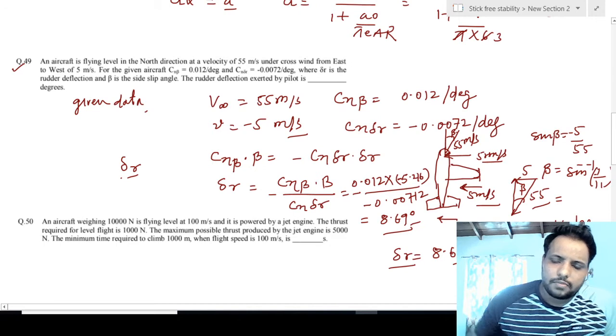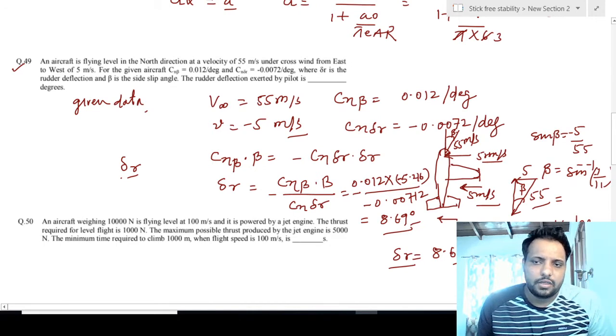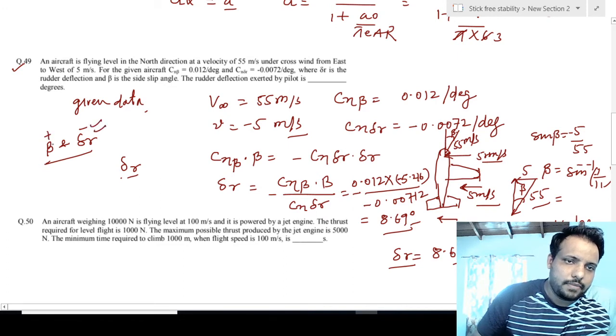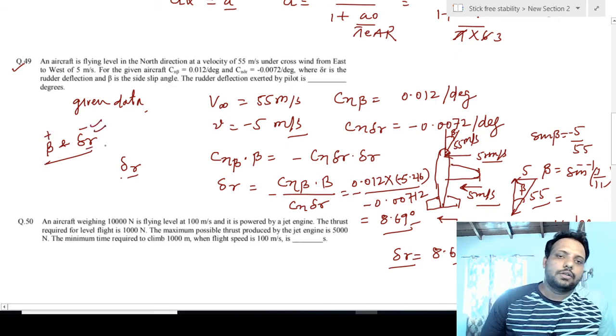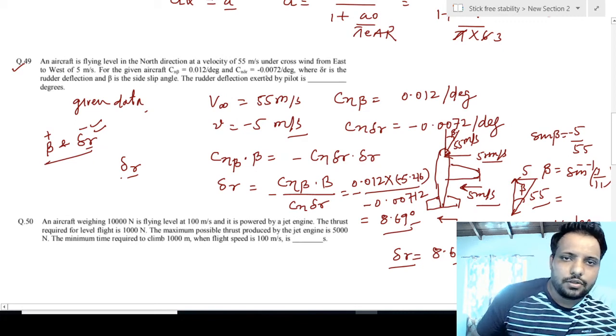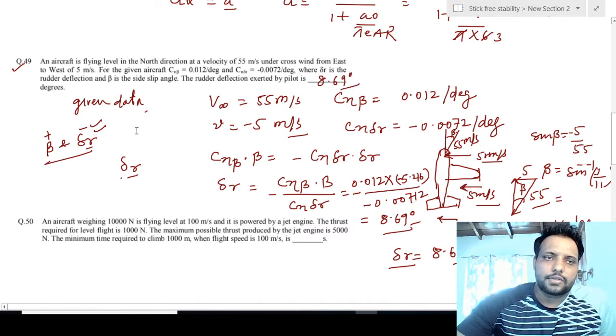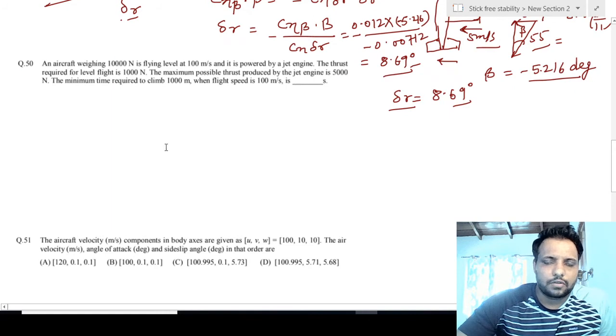So from this numerical and from theory also, you will see that beta and delta R are opposite to each other. If beta is positive, this will be negative, and if beta is negative, this will be positive. So that you have to remember. So the answer here is 8.69 degrees. Okay, now next question, question number 50.